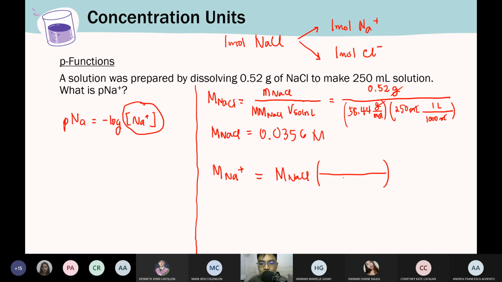Okay? So, basically, ito yon. Nasa baba, 1 mole NaCl. Then, yung nasa taas, 1 mole ng ion of interest. No?